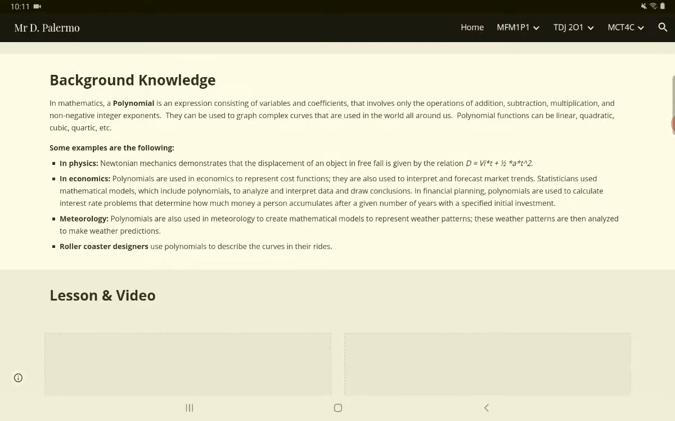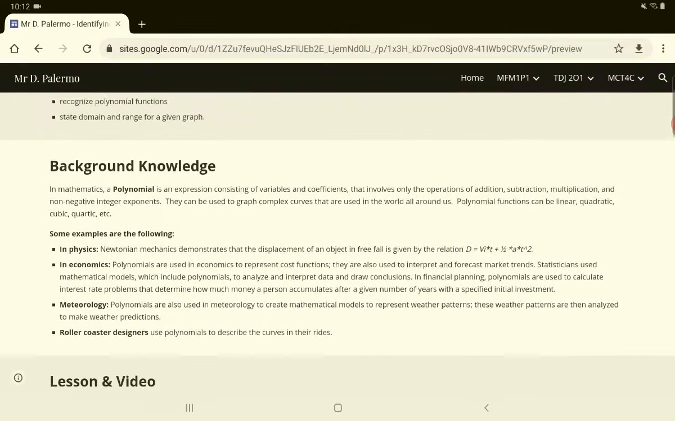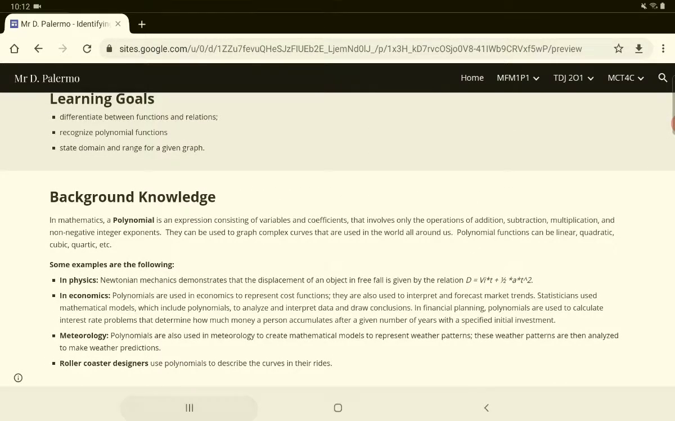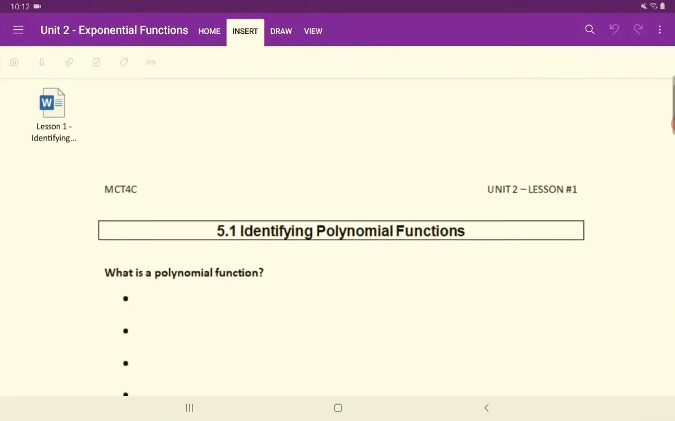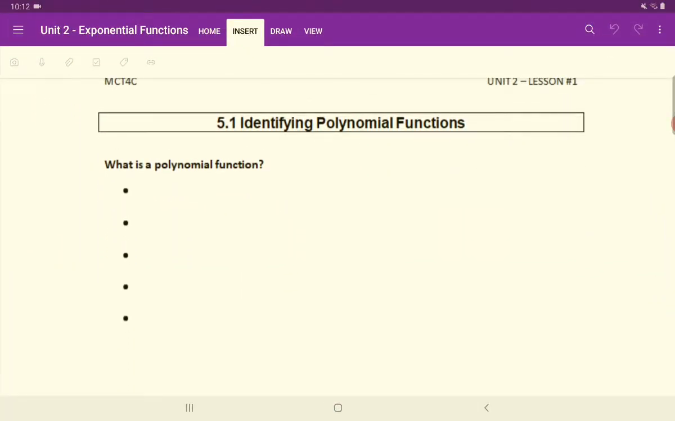We already should have a pretty good grasp on linear polynomial functions and quadratics. So we're really going to refresh our memory with that and then add to it cubic and quartic functions and even beyond that as well. Okay, so let's get into our lesson of identifying polynomial functions.